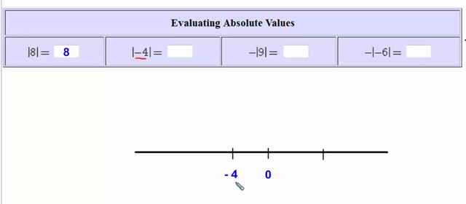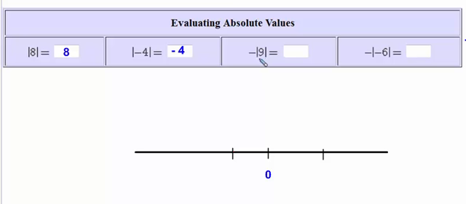Remember that the absolute value is not the number itself, but the distance from its position and 0. Negative 4 is 4 units from 0. We don't consider the distance to be negative. Since the distance from negative 4 to 0 is positive 4, we say the absolute value of negative 4 is positive 4.